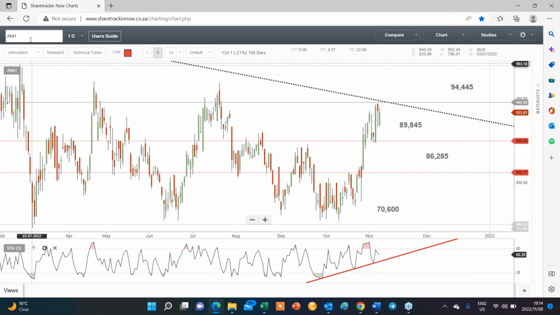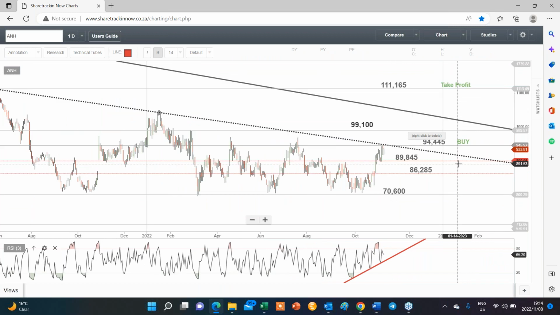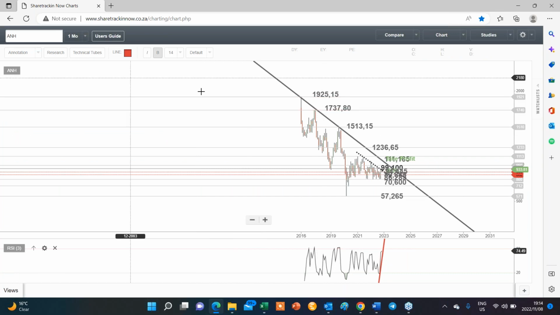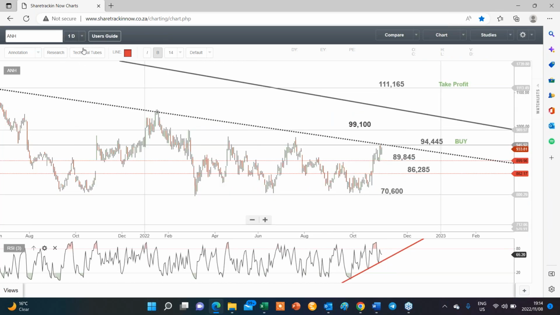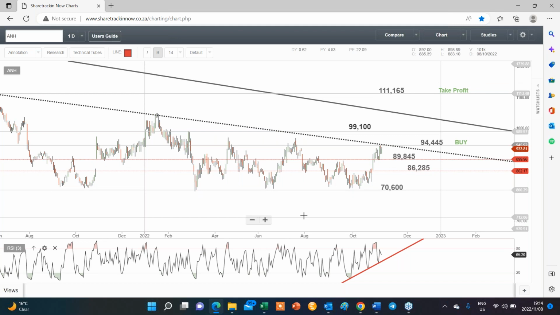Next would be NH. Let's see now. It has a lot of upside momentum. As you may see, it's a monthly chart, so that's pretty cool. What effectively it's been doing is falling within its bear trend, and what we're going to be doing is trying to maximize profits from this bear trend.